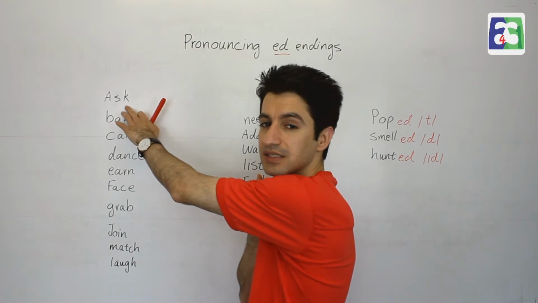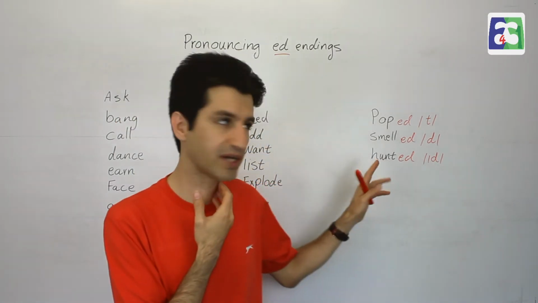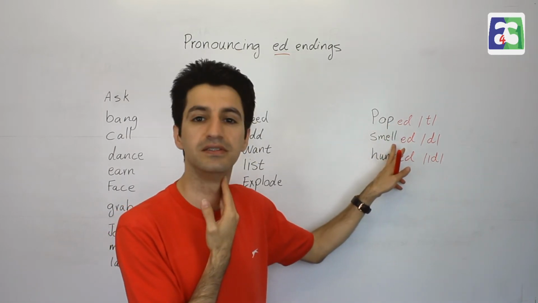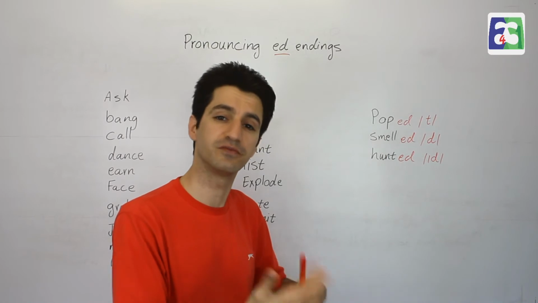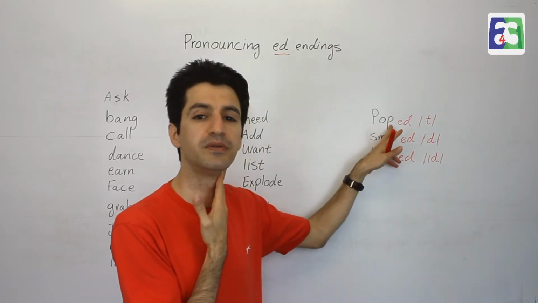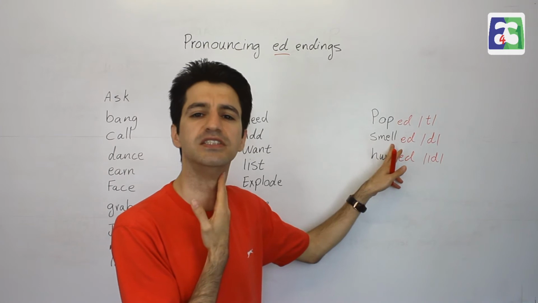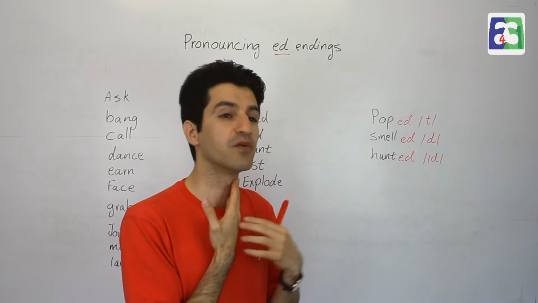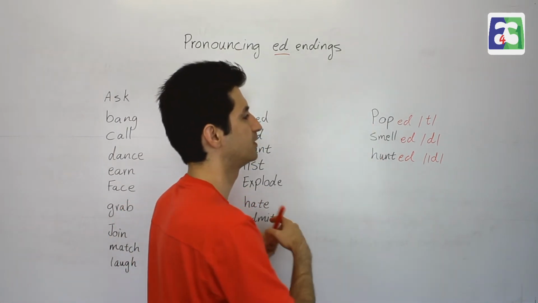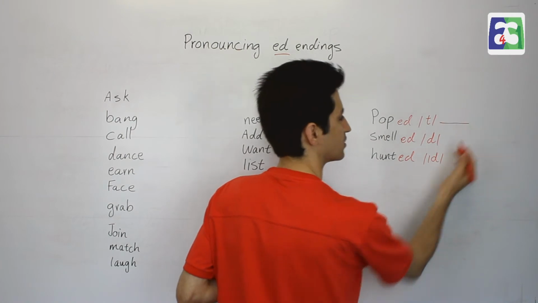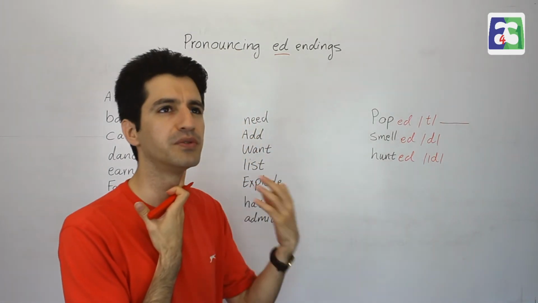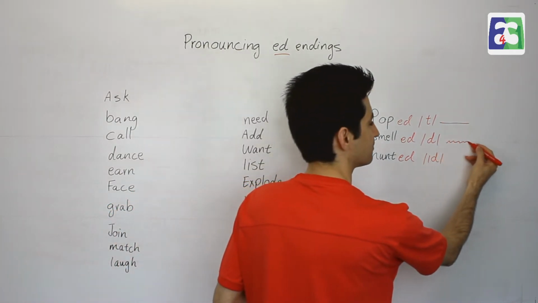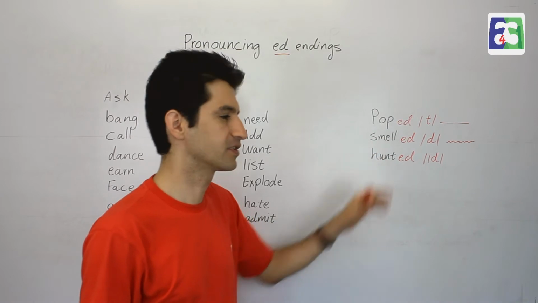Ask, k. Okay, let's practice it with these ones. Pop, p, p. Smell, l, l. Did you notice the difference? When you say pop and when you say smell, p, p, l, l. You notice the difference? When you say p, there is no vibration over here. But when you say l, it vibrates, okay? Okay, this is a formula then.